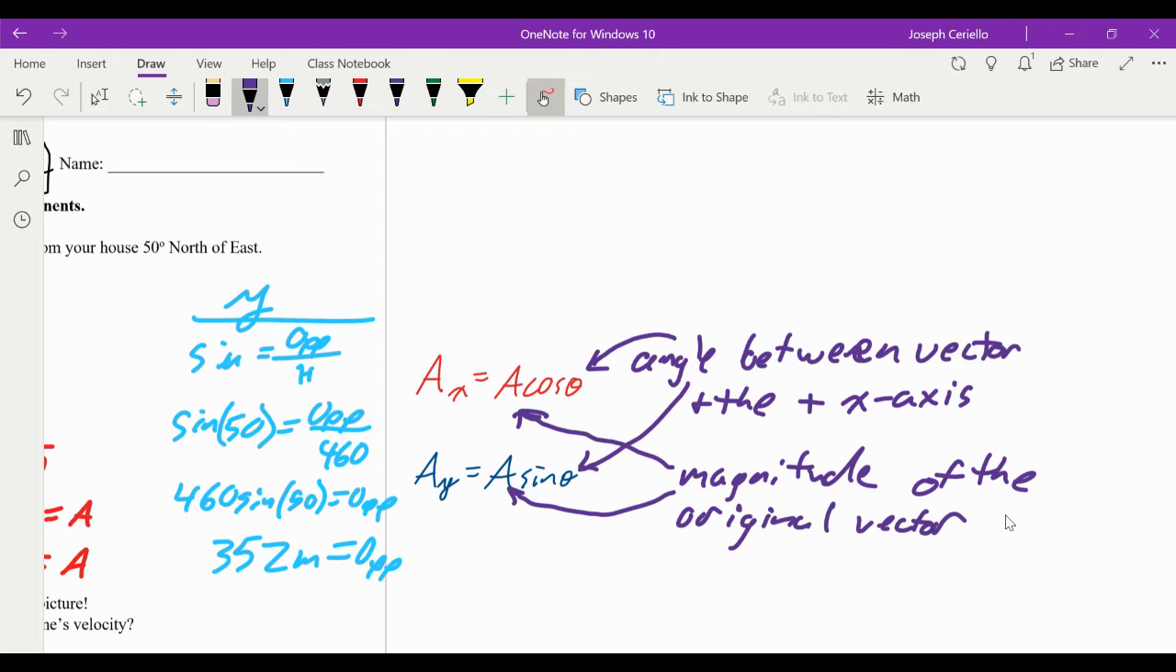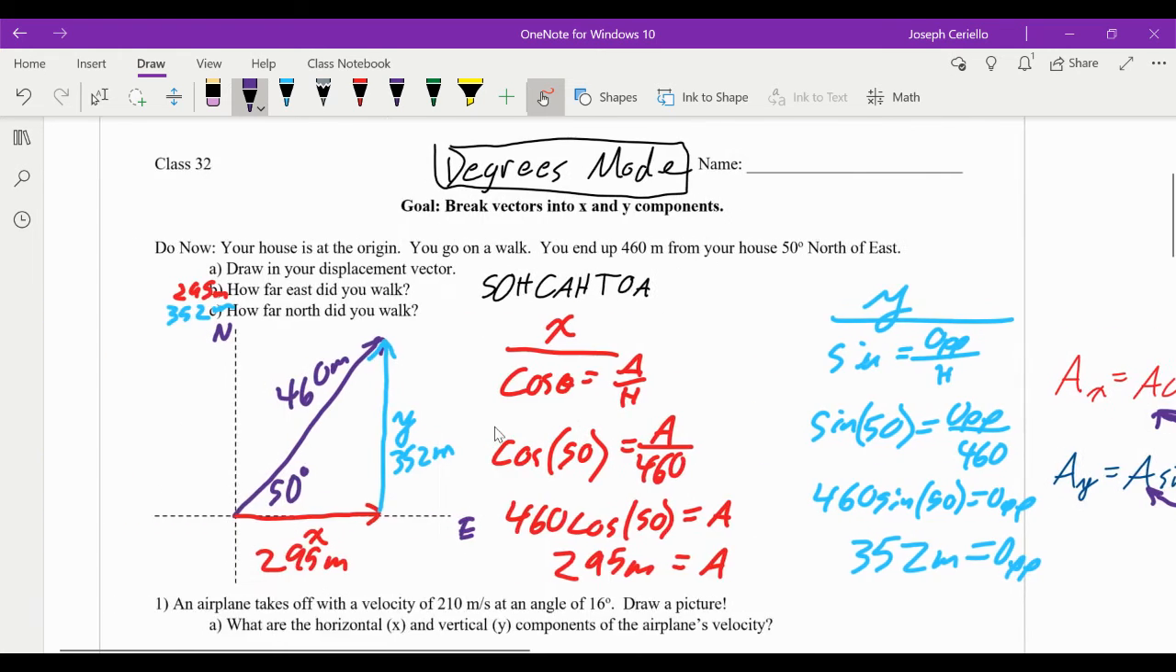All right, really important. So theta isn't necessarily the angle you're given. So you have to be careful of that. All right, so let's look at this next question here.